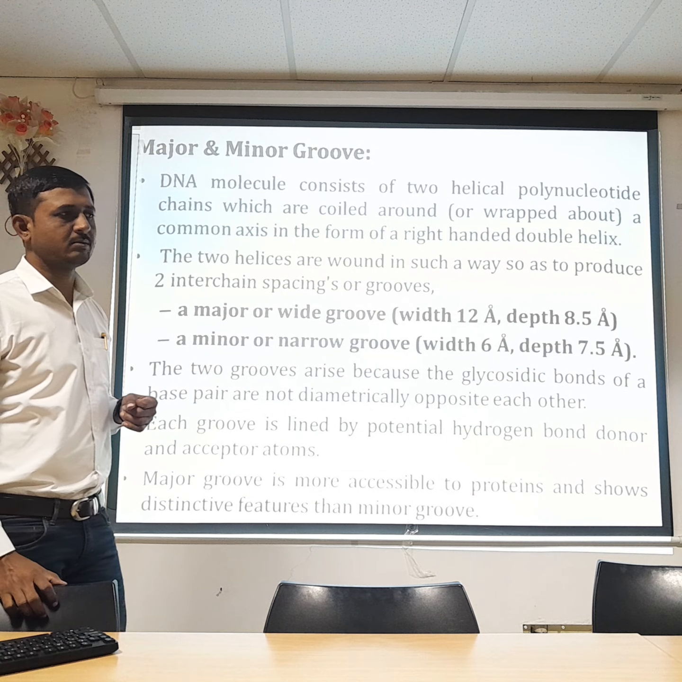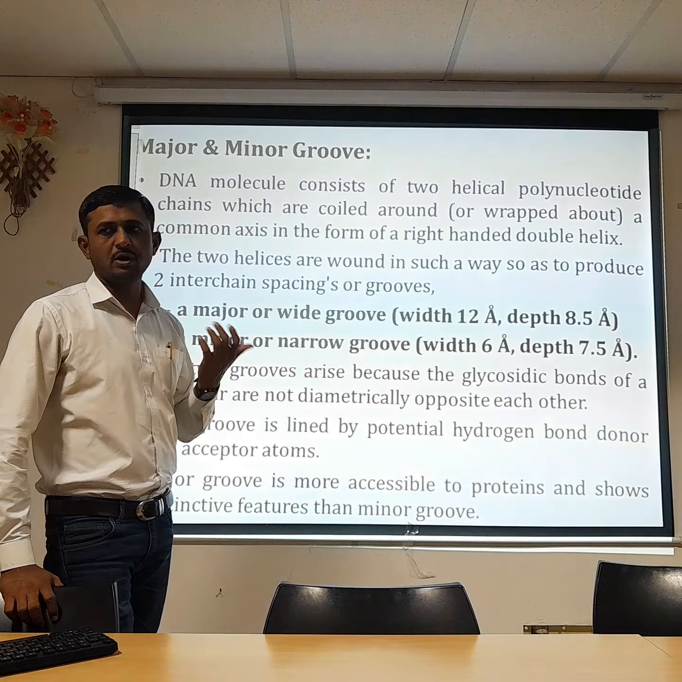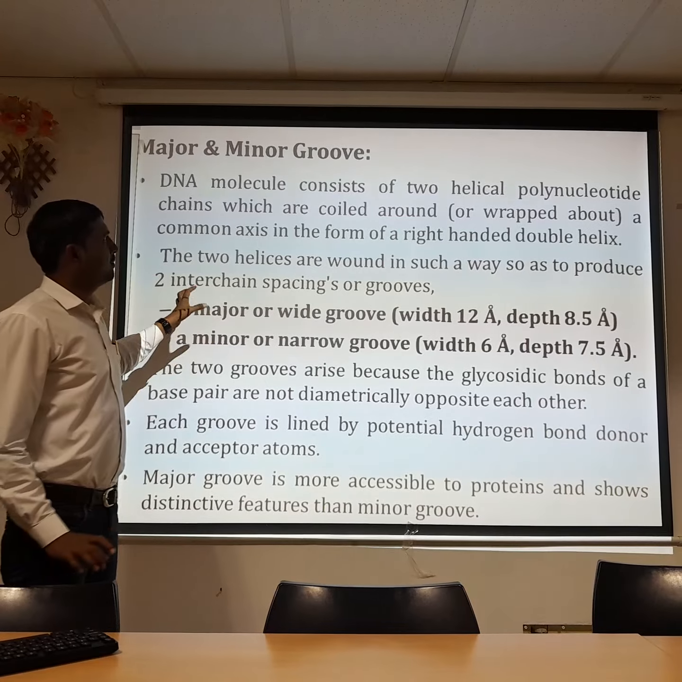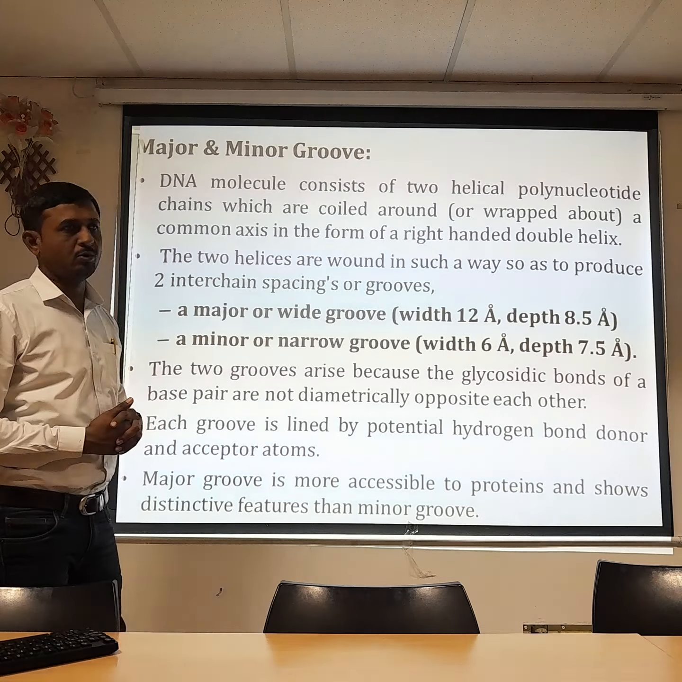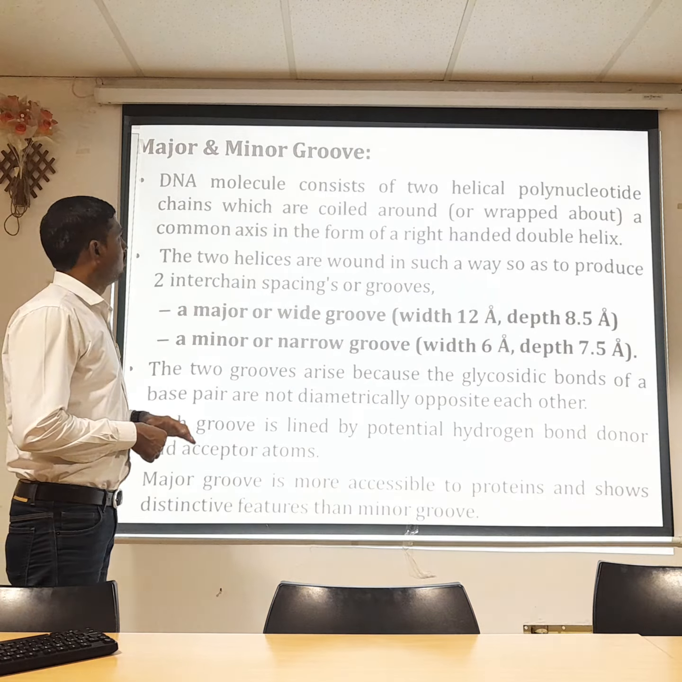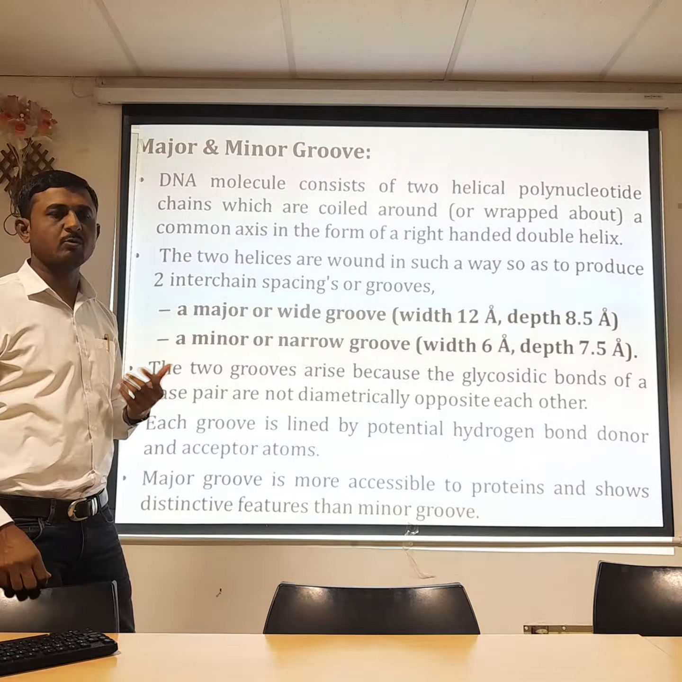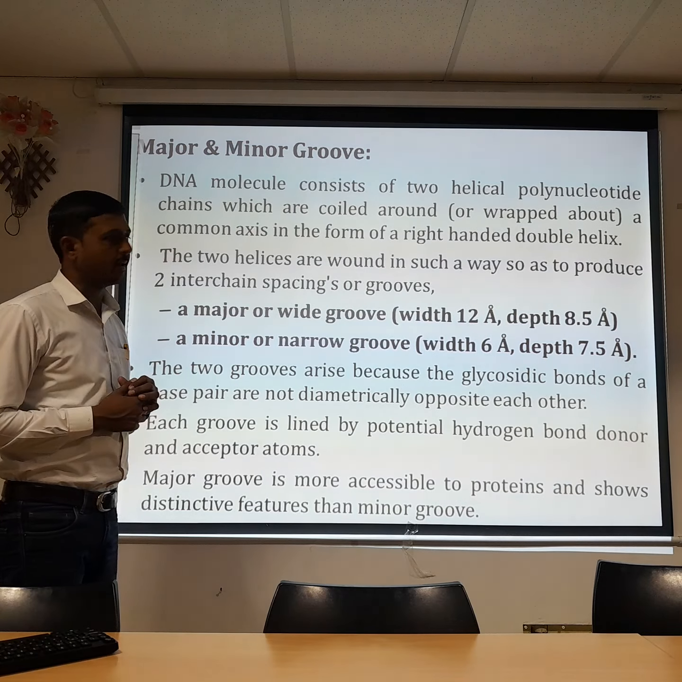When we discuss the molecular structure of DNA, we have already discussed what the major groove and minor groove are and how they are formed. The DNA molecule consists of two helical polynucleotide chains which are coiled around a common axis in the form of a right-handed double helix. Normally, a DNA strand is a right-handed double helix, with one strand coiled with the other. So it is a double-stranded structure of DNA.